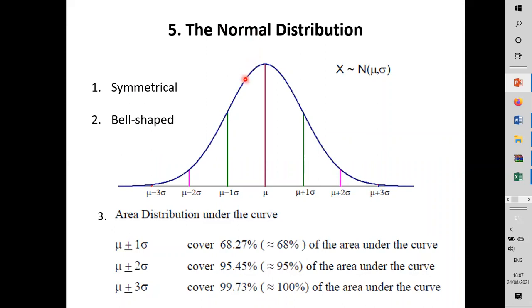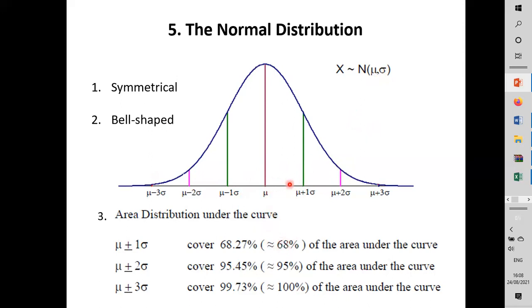First condition, it must be symmetrical. Second, it must be bell shaped. You tie a bell here, it will go ding dong like that, right? It's bell shaped. Third one, we partition the graph, the center, mu is the mean, sigma is the standard deviation. So mu plus 1 standard deviation, mu minus 1 standard deviation, the area under the curve must be roughly 68%.